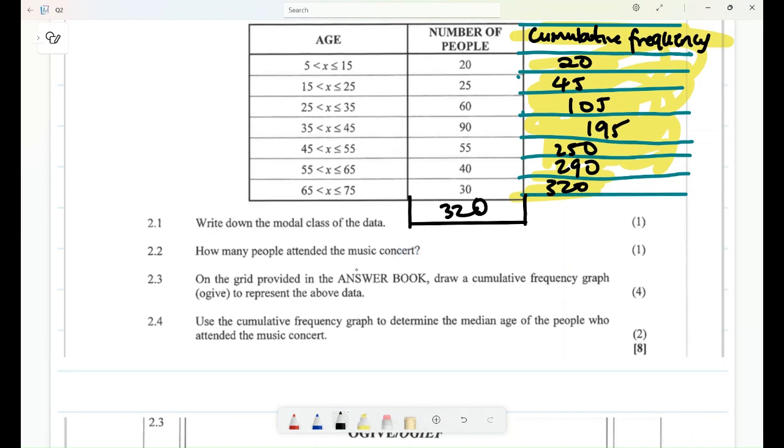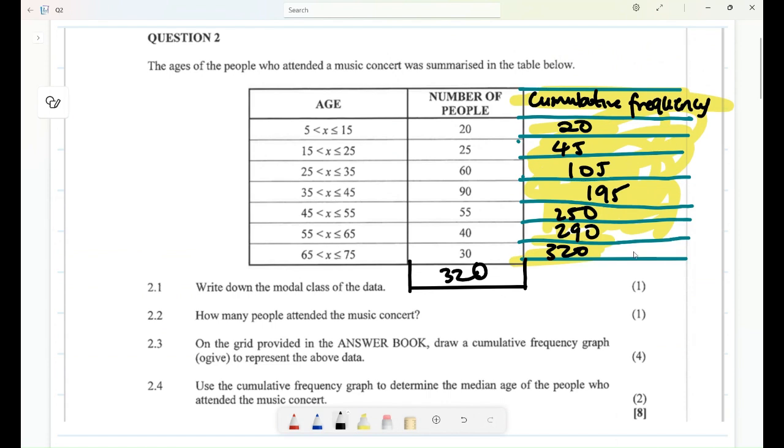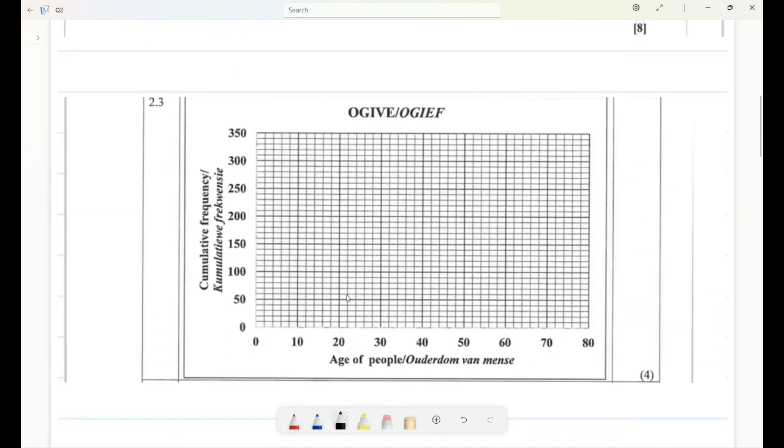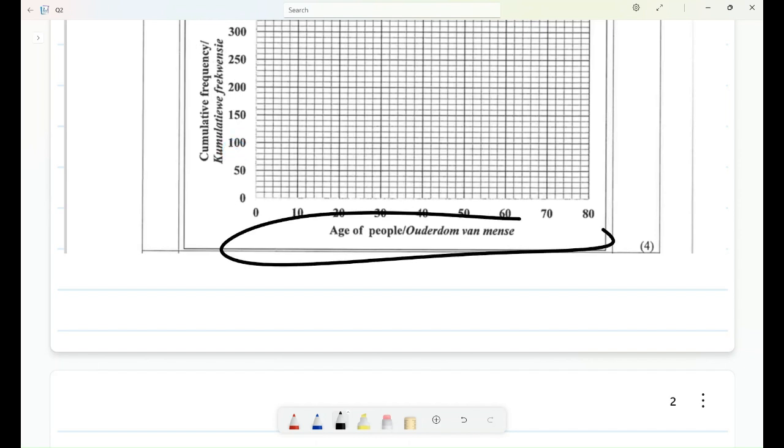On the grid provided in the answer sheet, draw a cumulative frequency graph, which is an ogive. They're giving you a clue, cumulative frequency graph. So it means you have to have a cumulative frequency and you should get that. I think there's a mark for doing a cumulative frequency. I think there was a table where you were given space to add cumulative frequency. I just didn't take it because I could. Now you have a label here, cumulative frequency, age.